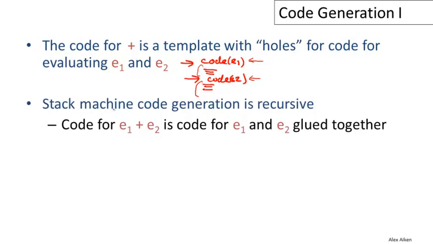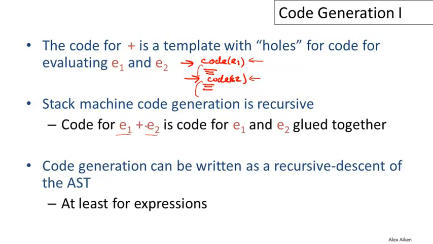The other important point is that stack machine code generation is recursive. That is, the code for E1 plus E2 is code for E1 and E2 glued together, and recursively we generate code for E1 and E2 which will have their own templates. They may even be other expressions of the same kind, as we just saw.